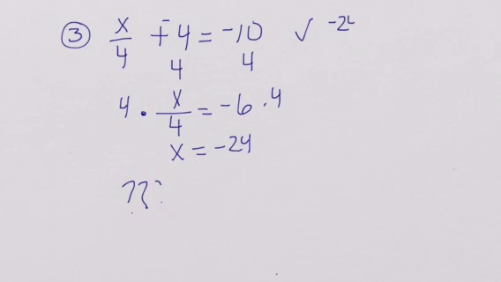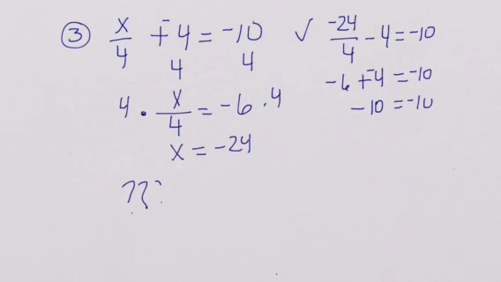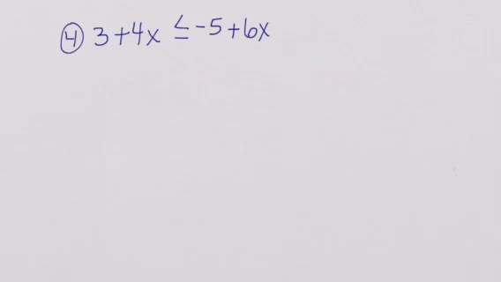So it's negative 24 divided by 4 minus 4 is equal to negative 10. Negative 6 minus 4 is equal to negative 10. Add a line, change the sign. Negative 10 is equal to negative 10. Please note that we're keeping our equal signs lined up as we solve and as we check.